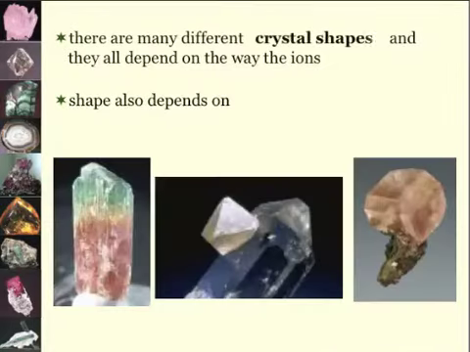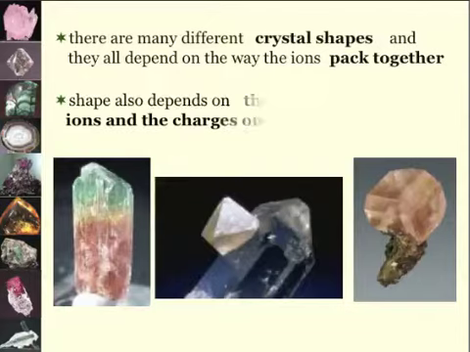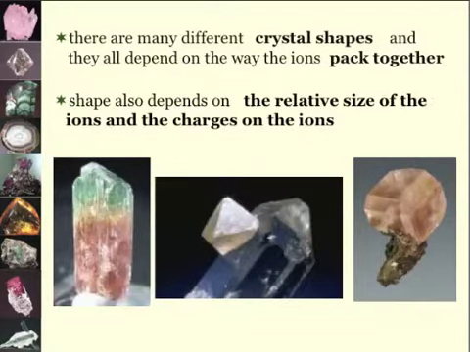So there are many different crystal shapes, and they all depend upon the way the ions pack together. It depends on this electrostatic pull within the ionic compound, and what crystal structure it is going to form, because it's making the positive ends align with the negative ends. The shape also depends on the relative size of the ions and the charges of the ions.